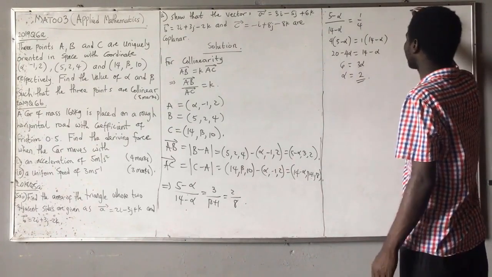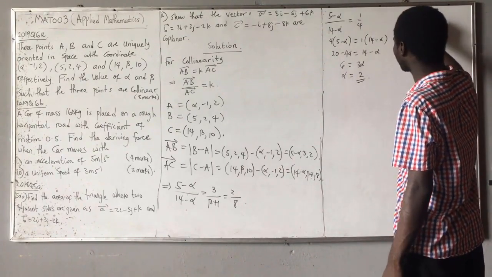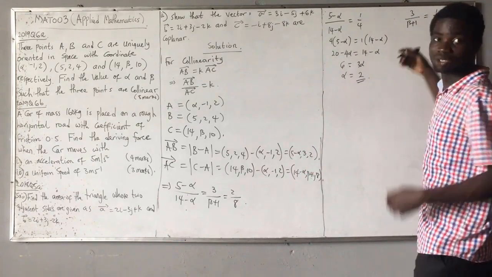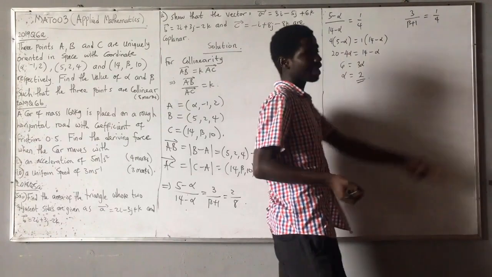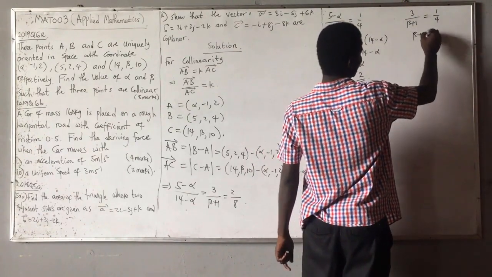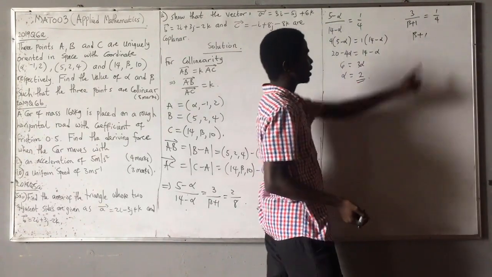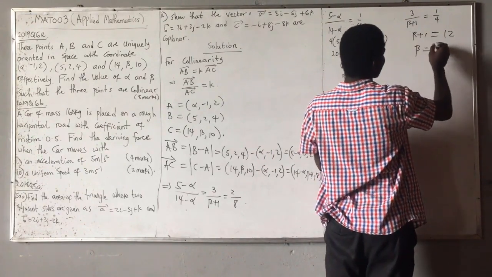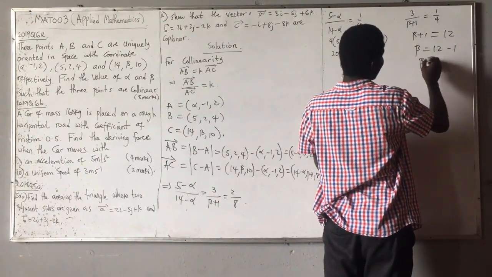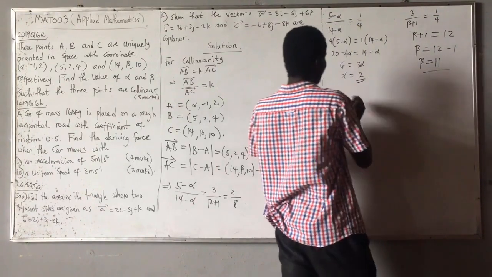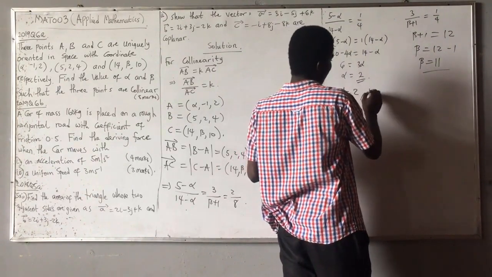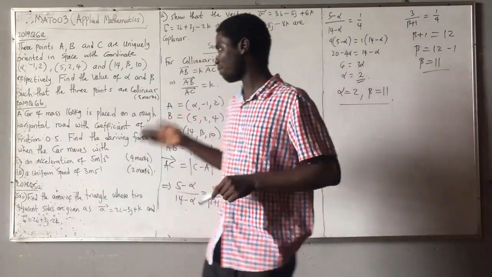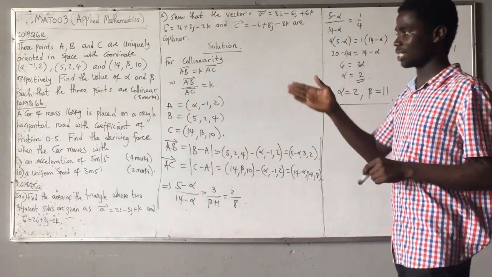For beta, I just have 3 all over beta plus 1 must also be equal to 2 over 8. 2 over 8 is 1 over 4. Cross multiply. Beta plus 1 times 1 is beta plus 1, and 3 times 4 will give me 12. So beta is equal to 12 minus 1. Beta is 11. So alpha is 2, beta is 11. That is the value of alpha and beta they asked me to determine in the question.